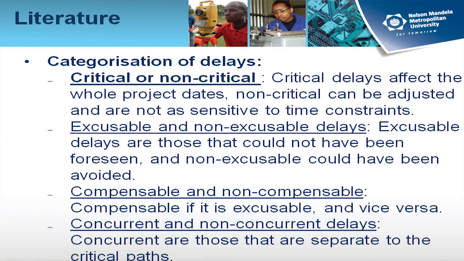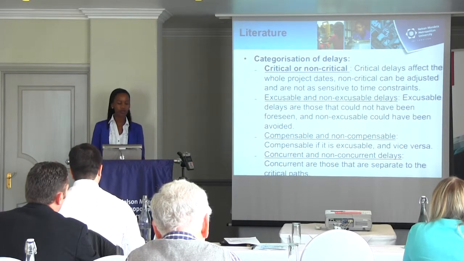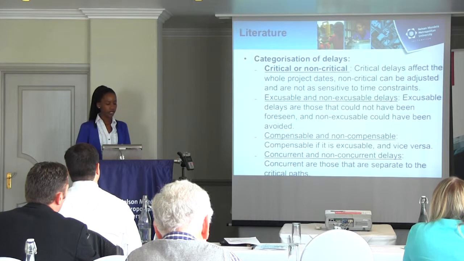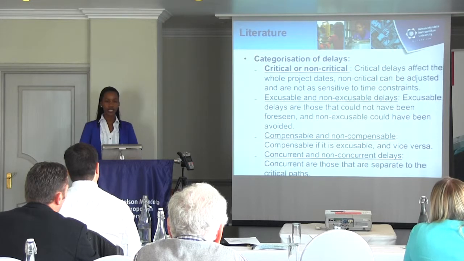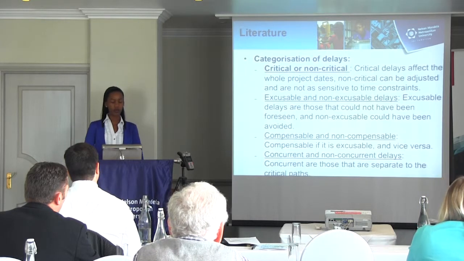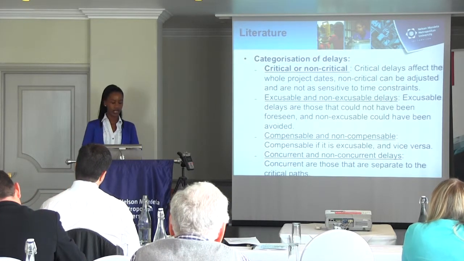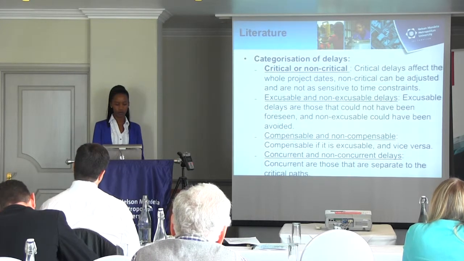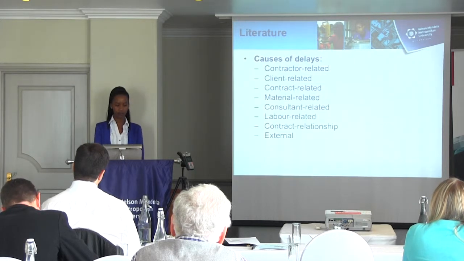For an example, if you get on site and the nature of the ground can be foreseen that it is likely to cause delays, then that could have been foreseen and it's non-excusable. Thirdly, we have compensable and non-compensable delays. Now, if a delay is excusable, it is indeed also compensable. The last category would be concurrent and non-concurrent delays. Those would include, if a delay is non-concurrent, that is the one that's separate to the critical path of the project. That's now the shortest time that the project can be completed in.